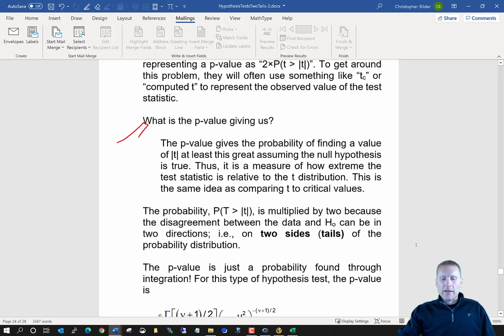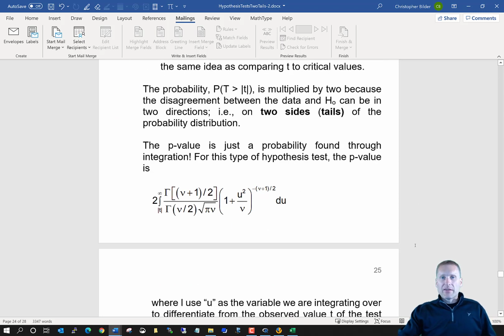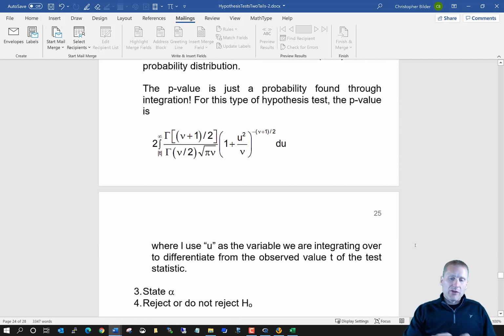Now, how else could you find this p-value? Well, you could actually do the formal integration of the t distribution and then multiply it by 2. That's how it would be done. Again, you're not responsible for the calculus aspect of this, but I know that some of you have had calculus before, and this is how the actual computation is being done.